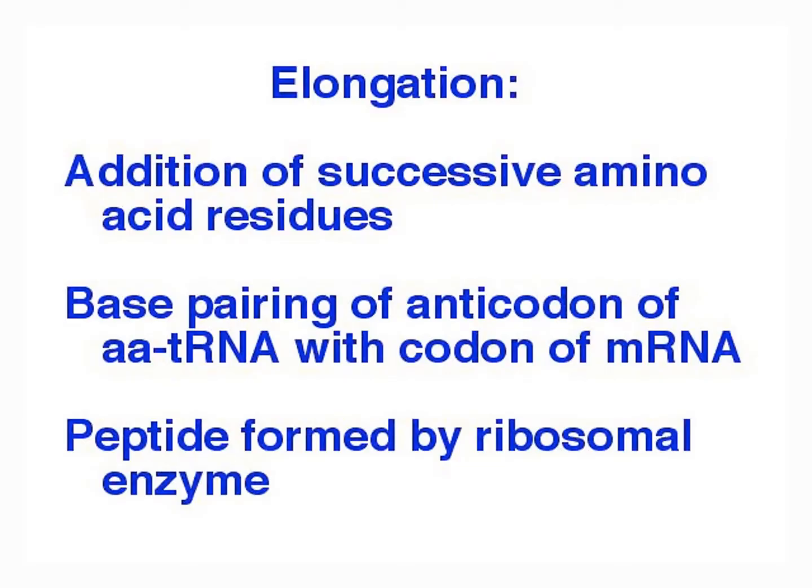So the process of elongation involves the addition of sequential amino acid residues to the growing peptide chain. The high accuracy of elongation is a function of the specific base pairing between the anticodon of the aminoacyl tRNAs and the codon units in the mRNA. And of course, the peptide bond is formed by the ribosomal enzyme.